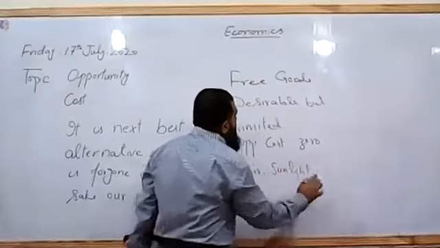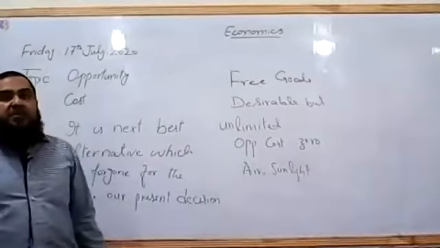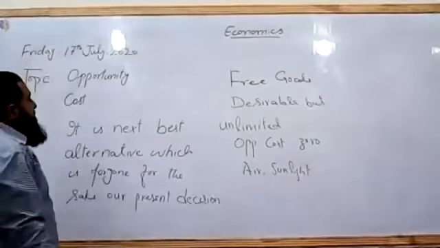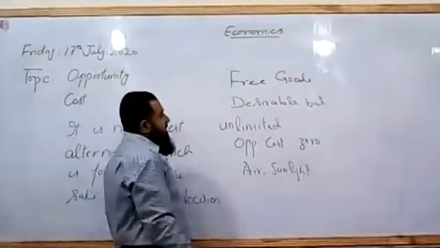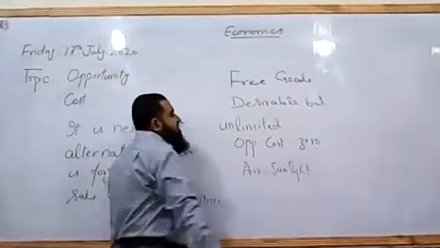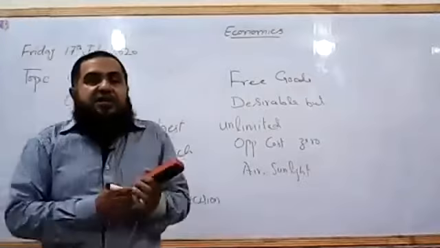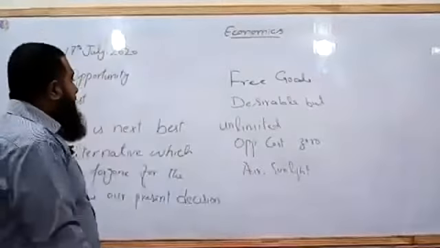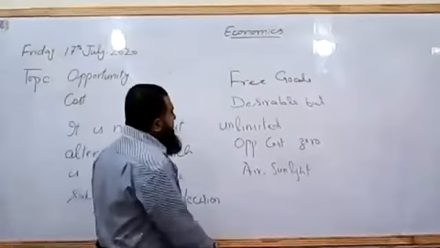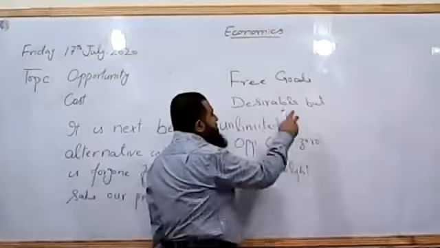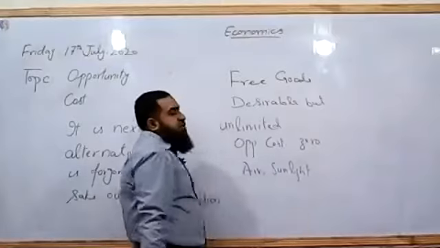Can I say they are the free goods, we are using them? Why? They are available in plenty of supply in the nature, and we are not sacrificing anything. Like we are breathing in and out. What are we sacrificing? Nothing. So in that case, a good will be called a free good when it has zero opportunity cost.